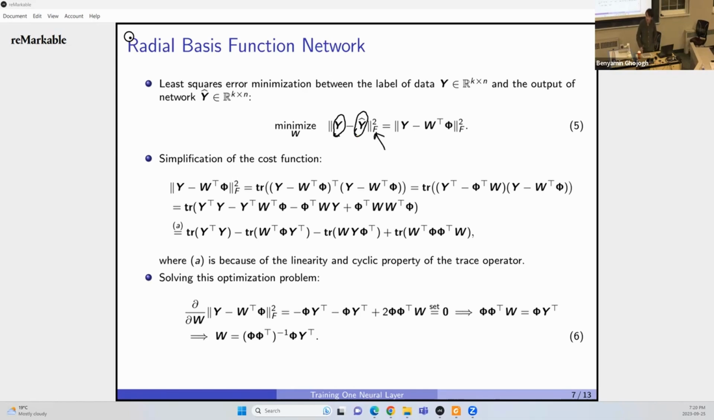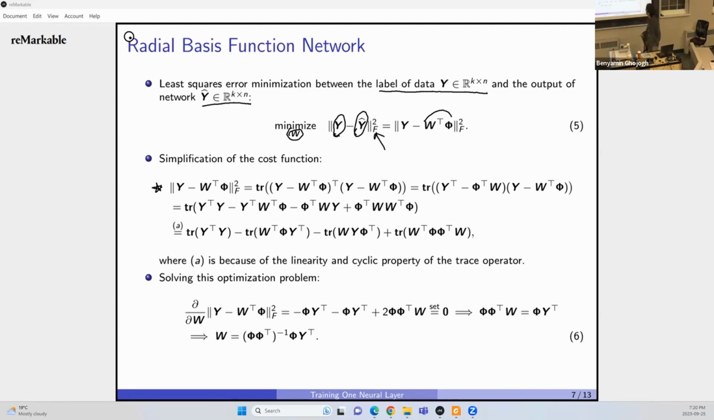Recall the preliminaries for the definition of Frobenius norm, okay? So we have the actual labels, k by n, and the predicted labels y hat, k by n, and the squared Frobenius norm between these. Now let's replace y hat with equation 4. So y hat was w transpose phi, right? And what is my optimization variable? The matrix W, right? The weights of the second layer in the RBF network. Okay, so now let's simplify this cost. Why? Because I want to take the derivative and set it to 0. Because this is also an unconstrained optimization problem. So high school optimization. Take the derivative, set it to 0.